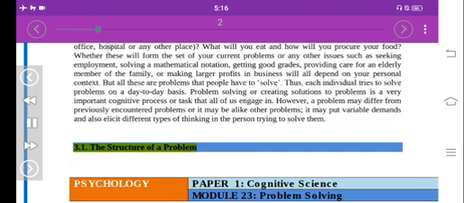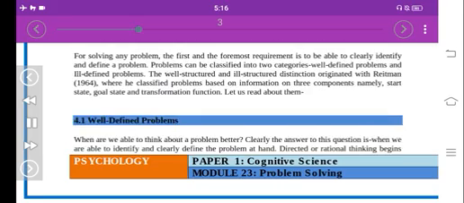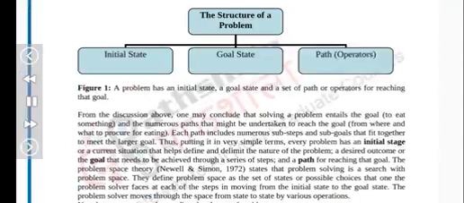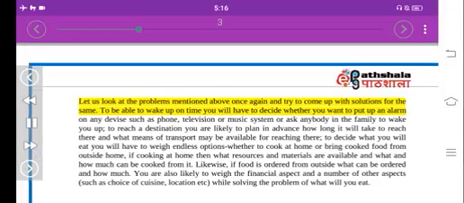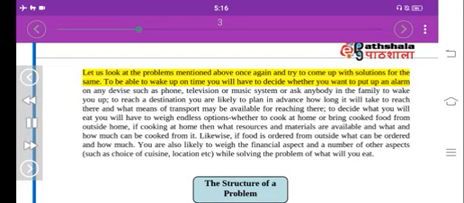3.1. The structure of a problem. Let us look at the problems mentioned above once again and try to come up with solutions for the same. To be able to wake up on time, you will have to decide whether you want to put up an alarm on any device such as phone, television or music system, or ask anybody in the family to wake you up. To reach a destination, you are likely to plan in advance how long it will take to reach there and what means of transport may be available for reaching there.